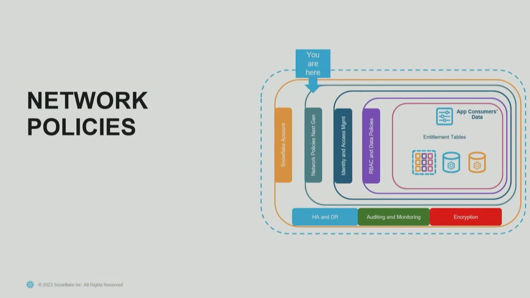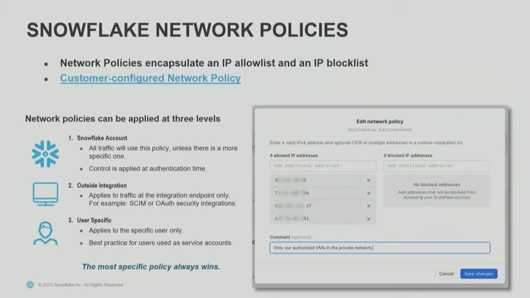So let's talk about network policies. Network policies are primitive network security constructs. At the essence of it, they are a flat list of IP addresses that you want to allow or deny access to your Snowflake account. If you get a new Snowflake account, the first thing you do is set up a network policy. And this network policy can be applied at an account level, so it applies to all communication in and out.